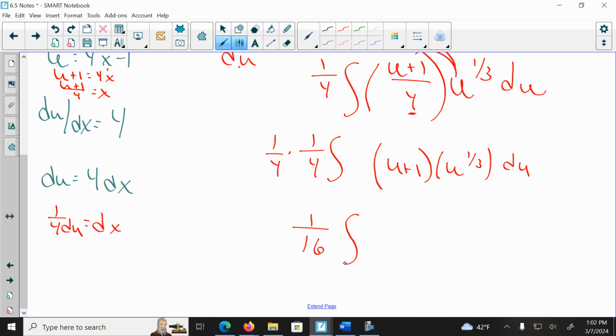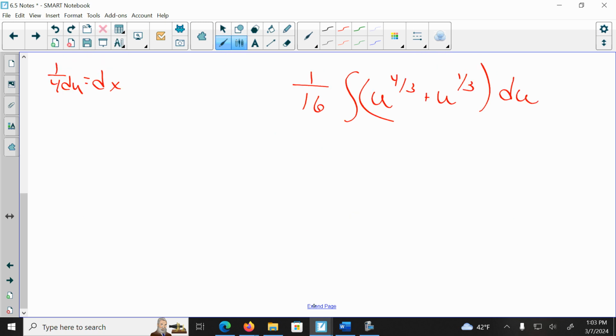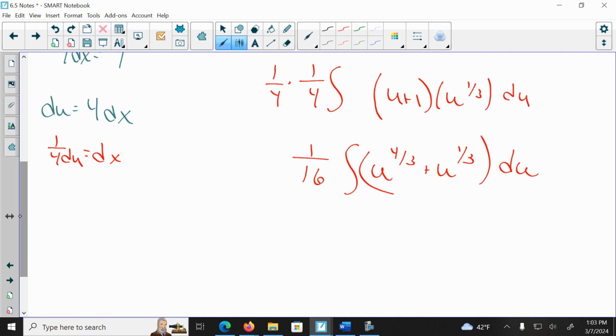So when I multiply exponents, what do I do? Add. So this will be u to the 4/3 plus u to the 1/3, and this whole thing is du. We have to take the antiderivative first. You're okay if I just go term by term? And here's that 1/16.